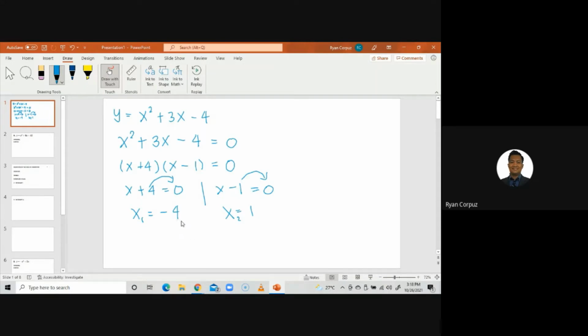So sa madaling salita, if we are going to graph this, ito yung dalawang yun ha. So if we are going to graph this given equation of the quadratic function, ang mangyayari is that the graph or the parabola will intersect at point negative 4 and positive 1 on the x-axis. So nakuha ba yung example na yan?